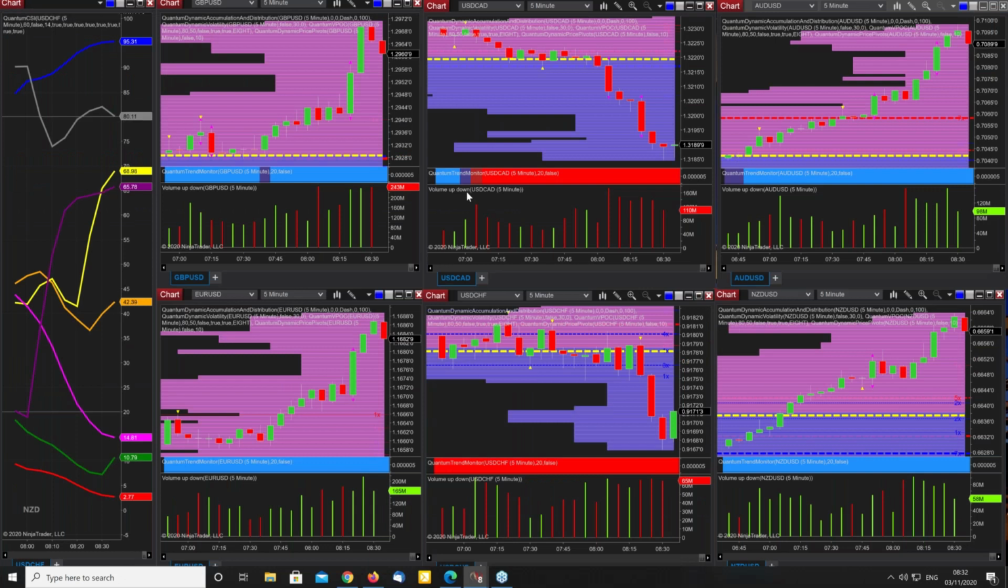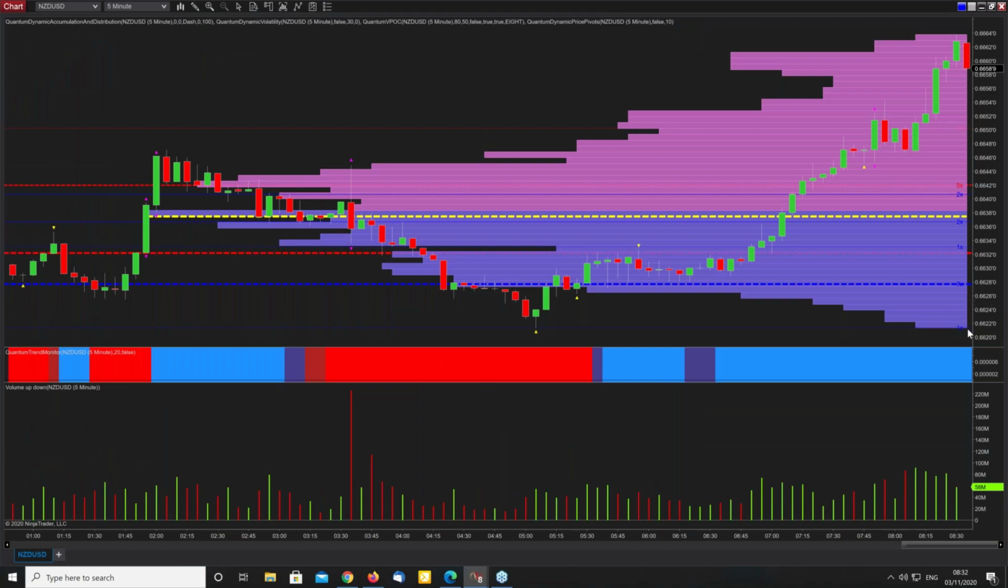Let's have a quick whiz round. Okay, let's have a look at New Zealand dollar. There we go. A little bit of a falling away in volume of that last up candle. And that's what you're looking for the whole time: are volume and price in agreement, or are we seeing some anomaly? Are we seeing anomaly over groups of candles?